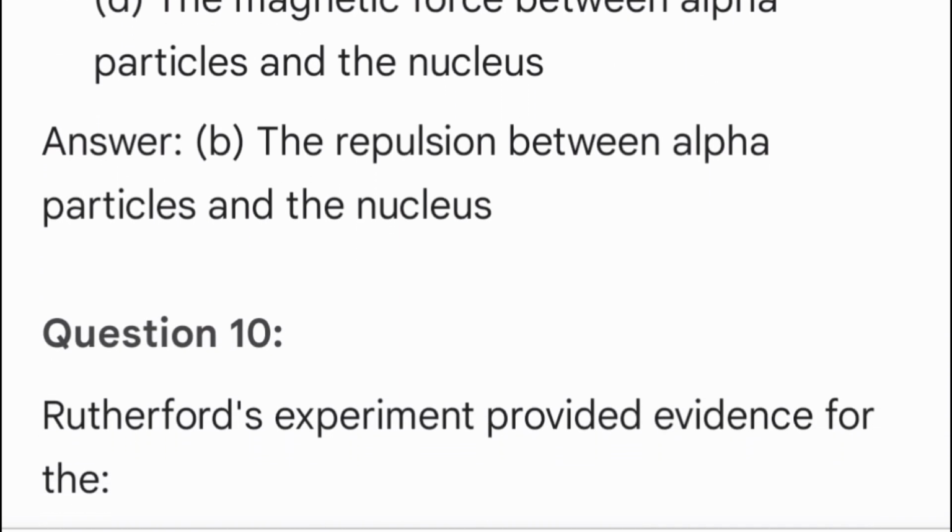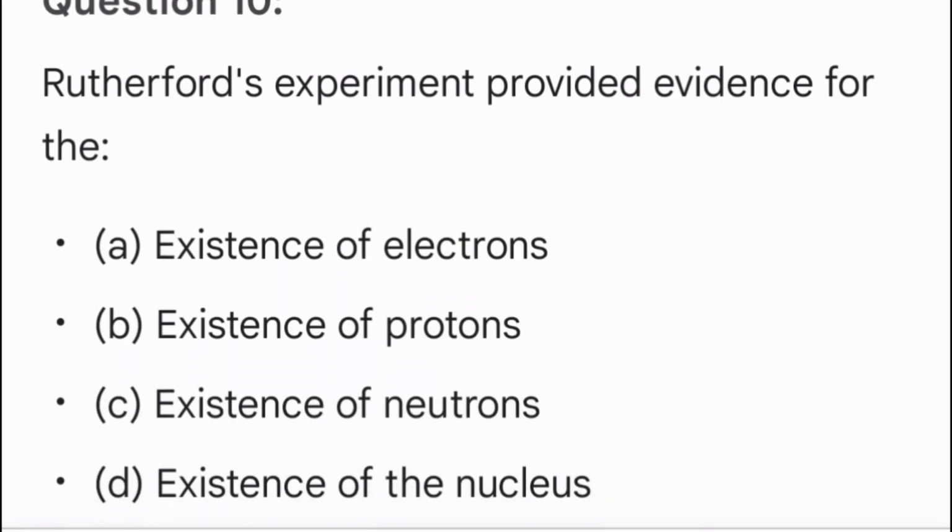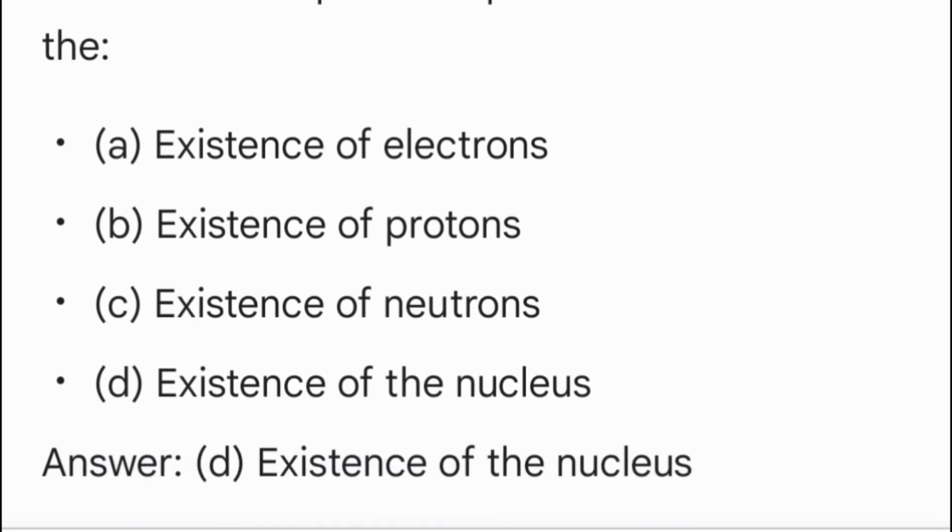Question 10. Rutherford's experiment provided evidence for the A. Existence of electrons, B. Existence of protons, C. Existence of neutrons, D. Existence of the nucleus. Answer: D. Existence of the nucleus.